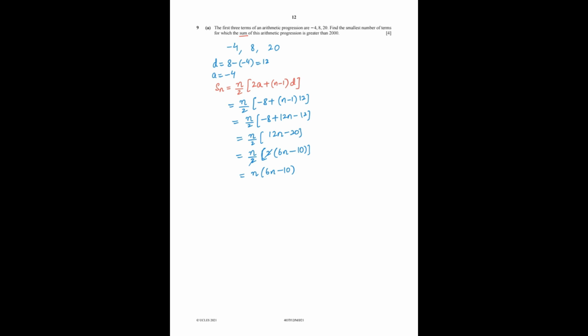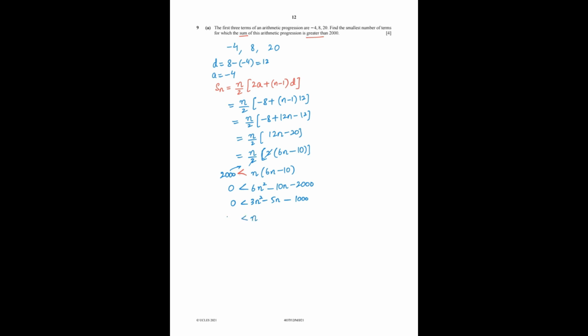Now in the question the keyword is greater than 2000, so we need to include the sign of greater than here, and the term is 2000. If you multiply the brackets, it's 6n square minus 10n, and if I shift 2000 to the left side, minus 2000 should be greater than 0. We can divide the whole equation by 2, so it's 3n square minus 5n minus 1000 greater than 0. You can apply the quadratic formula here, and after that you will get the values.